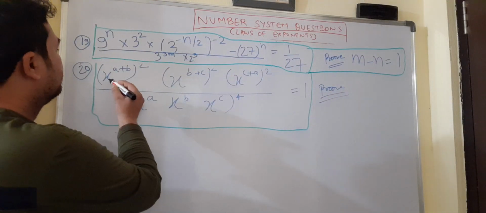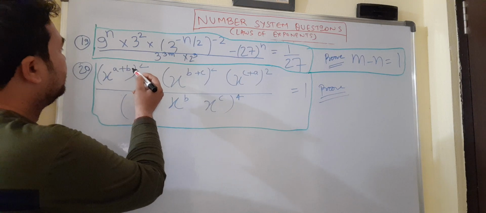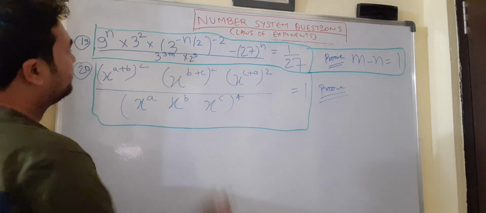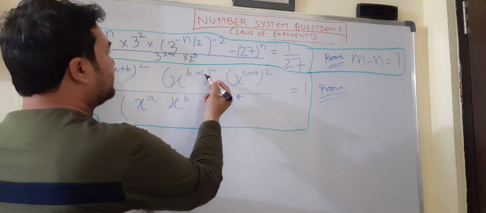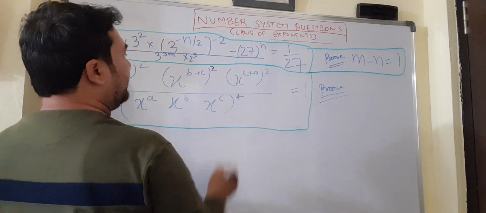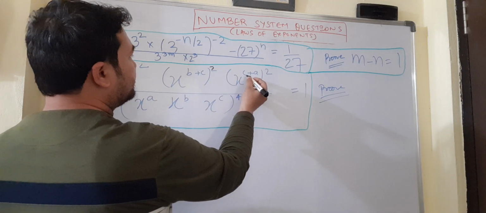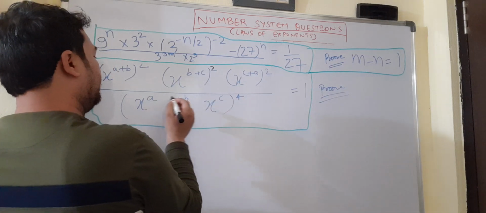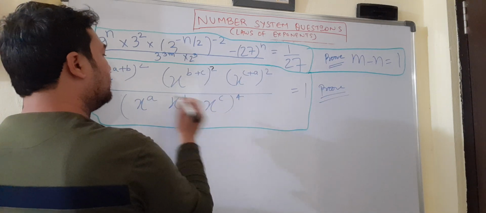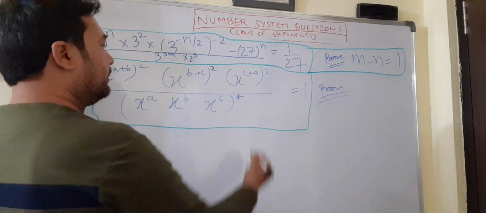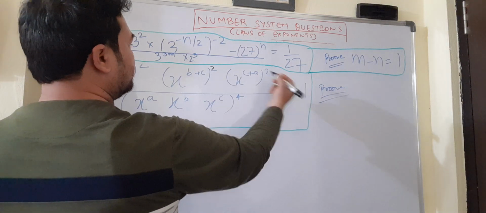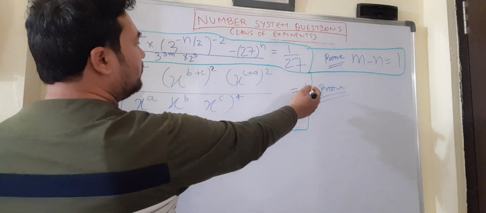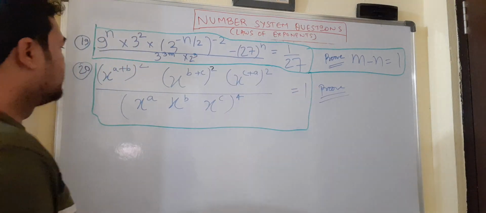So the question says (x^(a+b))^2 times (x^(b+c))^2 times (x^(c+a))^2, divided by (x^a times x^b times x^c)^4. And you have to prove this whole is equal to 1. So let us see.